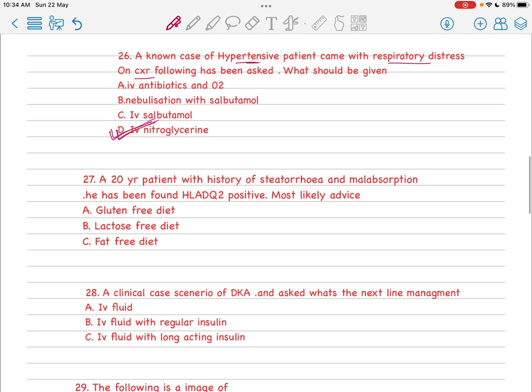Next is a case of steatorrhea and malabsorption, but whenever we find HLA DQ positive, our diagnosis sticks toward celiac disease. And whenever there is celiac disease, we have to think that a gluten-free diet is the best answer.